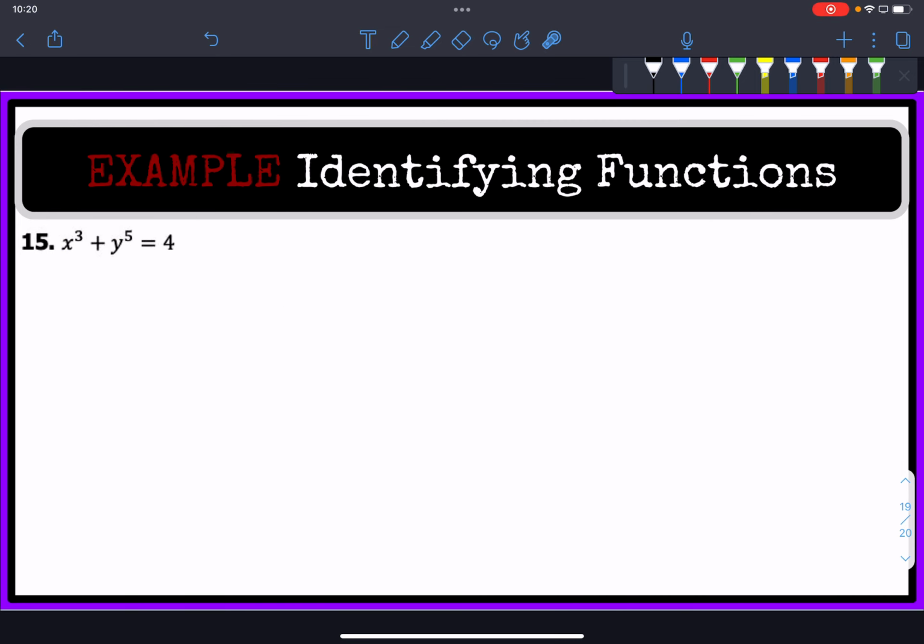So for example, the next one right here, since y is raised to the 5th power, an odd exponent, this is going to be a function, because we're not going to get a situation where y is going to equal both a positive and negative radical. Here we would end up with either just a positive or just a negative, but not both of them. And in the last example, because y is raised to the 2nd power, this one would give us a positive and negative radical value. So this would not be a function.